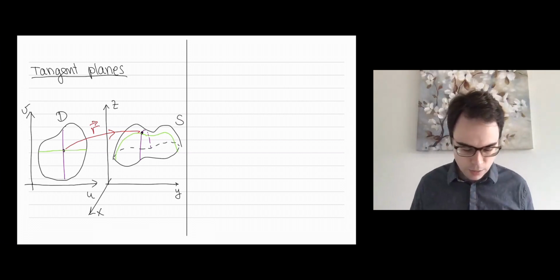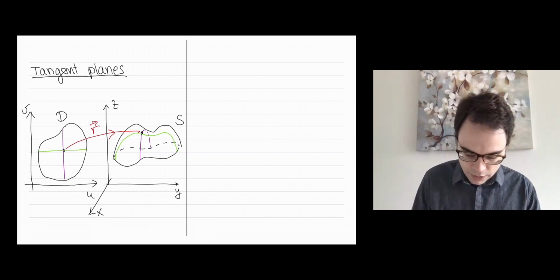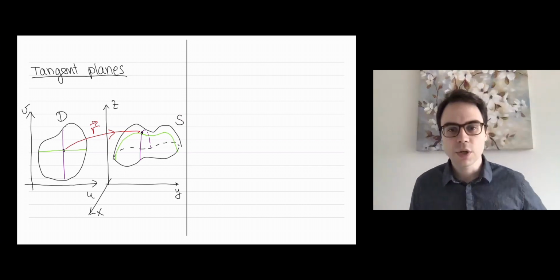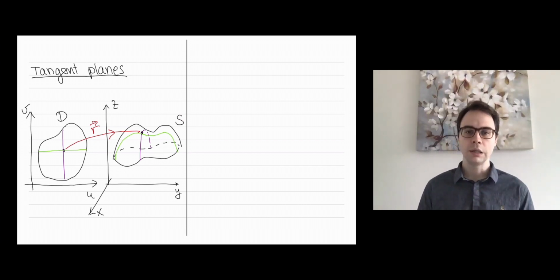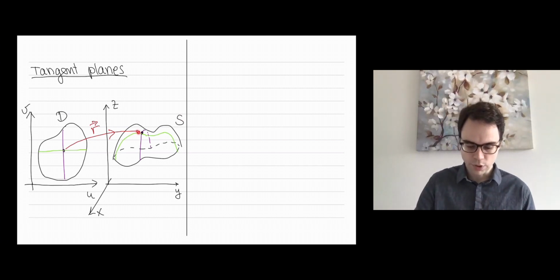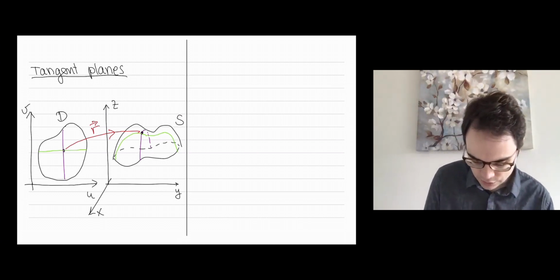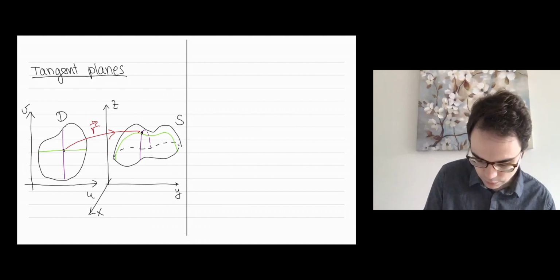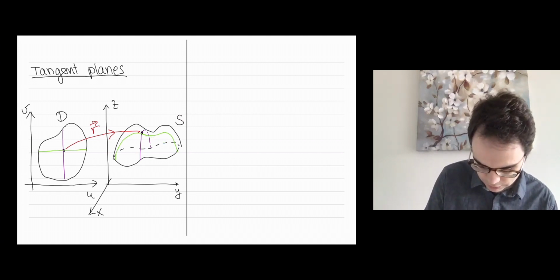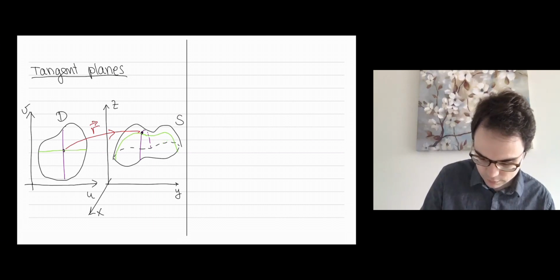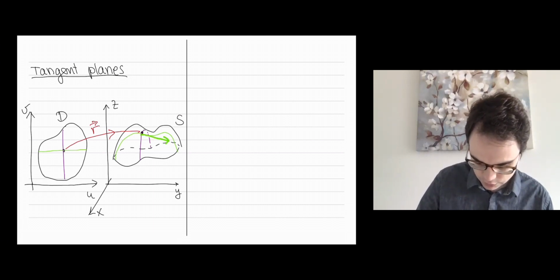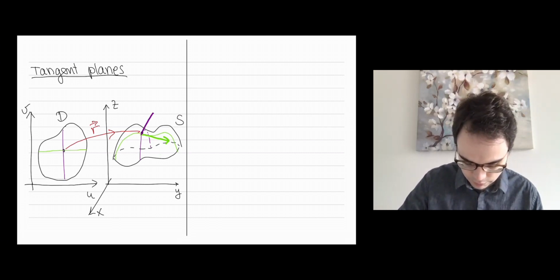Okay, now here's an interesting thing. Here I have these two different curves on my surface S, and they meet at the point where I want to find the tangent plane. I can find the tangent lines to these curves, right? For the green curve, the tangent line is going to look something like this. The picture is a little bit cramped, so I'll just do it like this. And for the purple curve, it's going to look something like this.